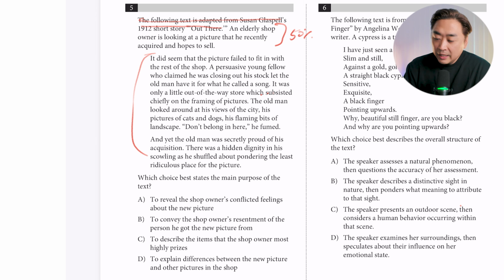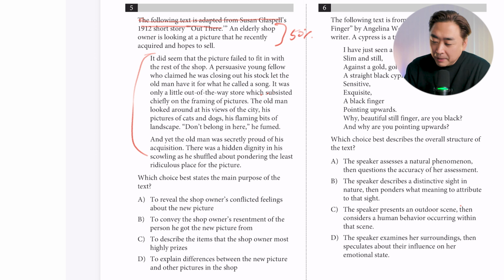And so here it says an elderly shop owner is looking at a picture that he recently acquired and hopes to sell. Okay, cool. We know that there's a figure, an elderly man, and we know also that there's a picture. So those two are what we call the critical nouns or the keywords. We're going to start from there. The answer must contain both, and we'll check it out as we go down below. And let's start with the story.